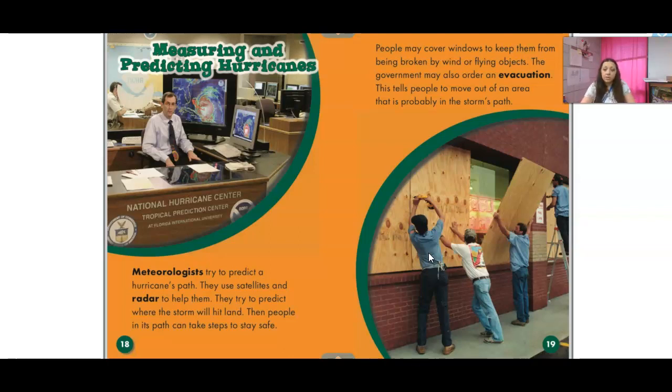People can cover their windows to keep them from being broken by winds and flying objects. The government might also order an evacuation. This tells people to move out of the area that is probably in the storm's path.